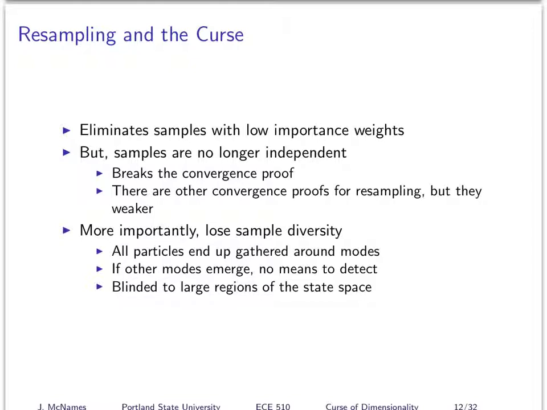One of the assumptions of that is broken. There are other convergence proofs that say, well, if you've got enough particles, even when you resample, you can still argue that there's some independence there and it does converge ultimately, but these are weaker and converge less rapidly.